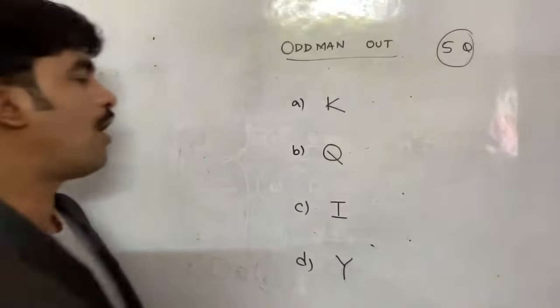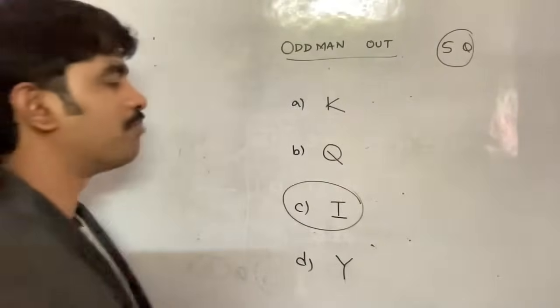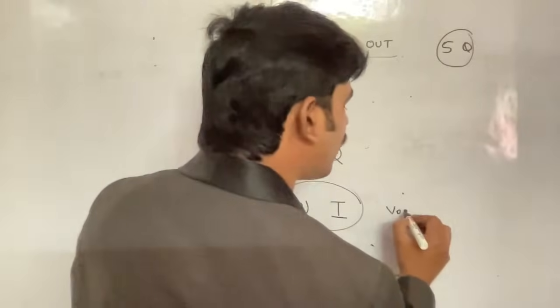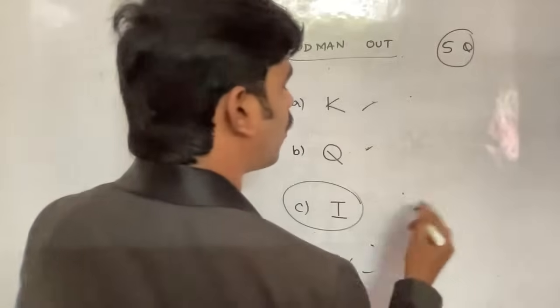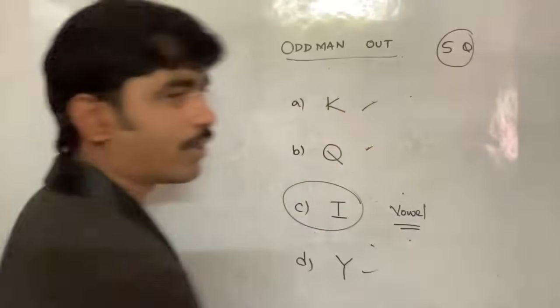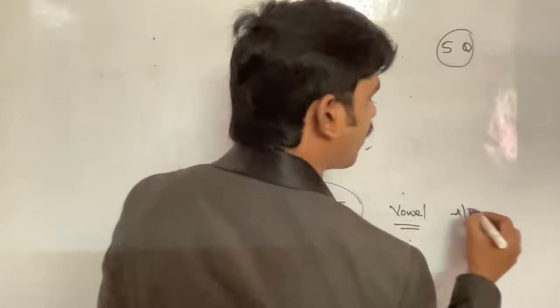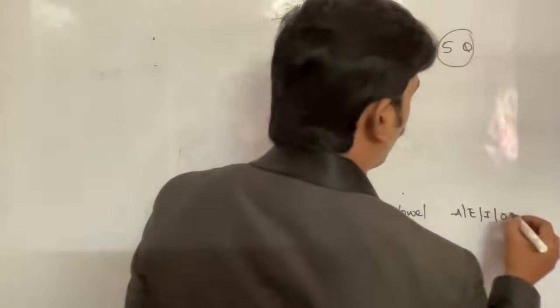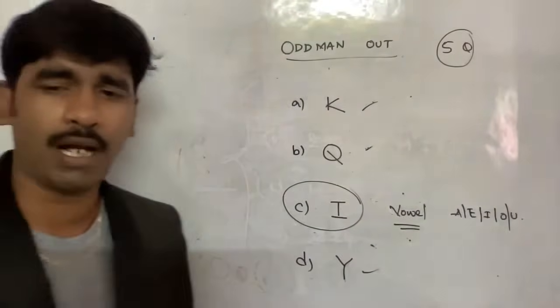So answer choice must be I. Why? Because this is the only one vowel, remaining all are consonants. So remaining all are going to be consonants. That's the reason. Because what are vowels? Vowels are nothing but A, E, I, O, U, right? So this is vowel, remaining all are consonants. That's why we can say odd man out is going to be ITI.